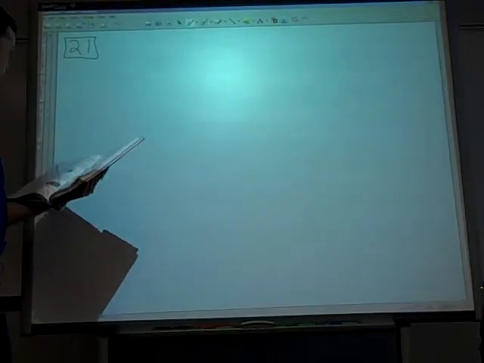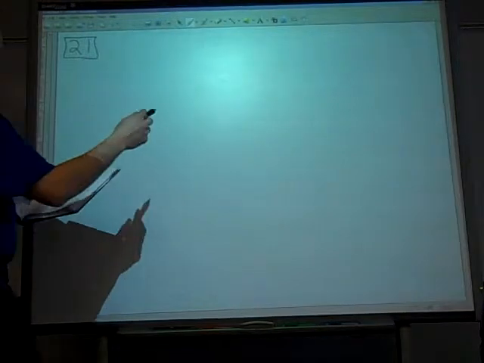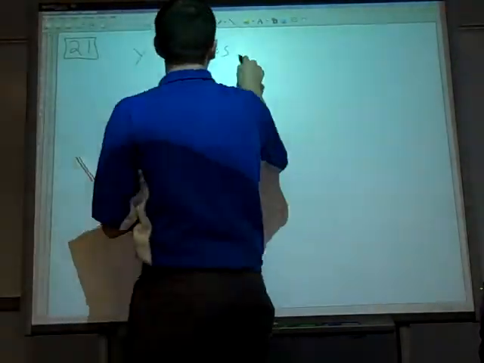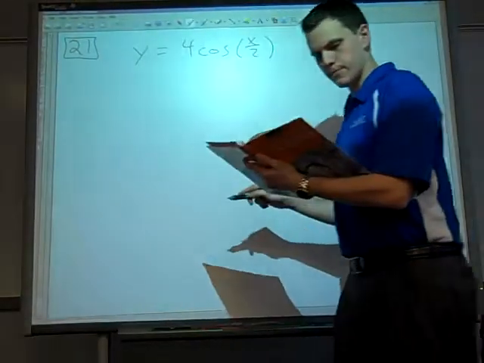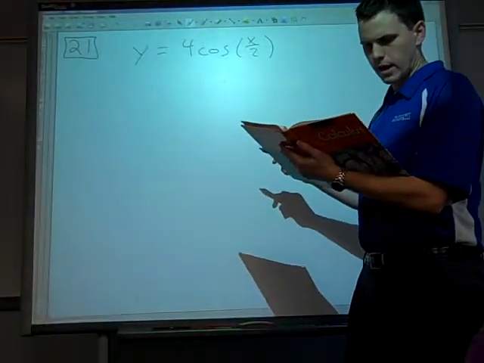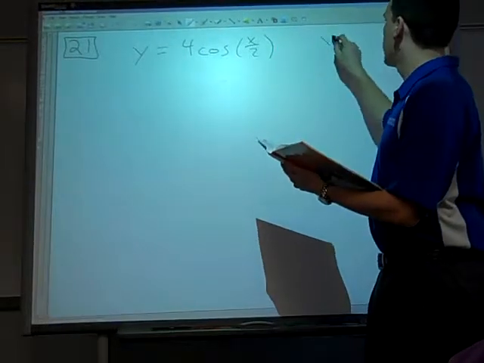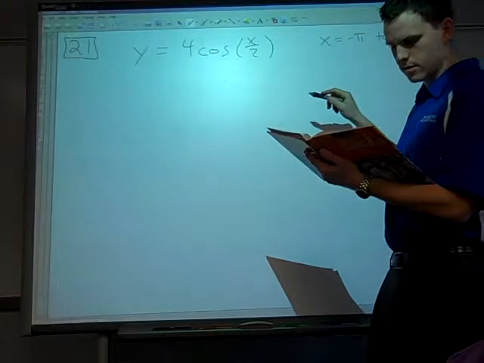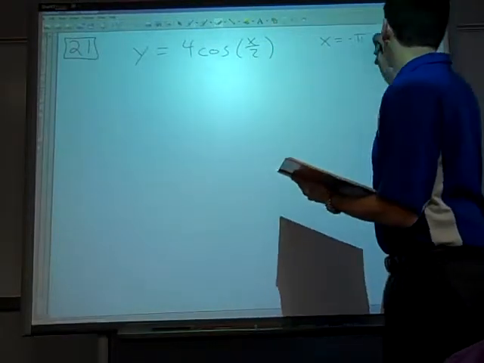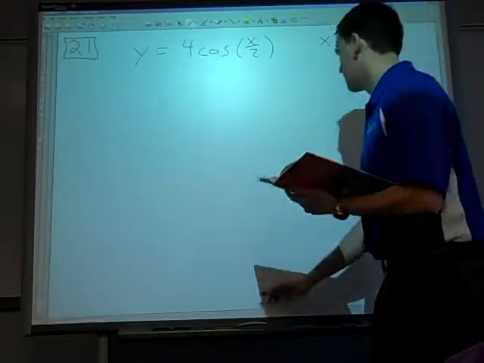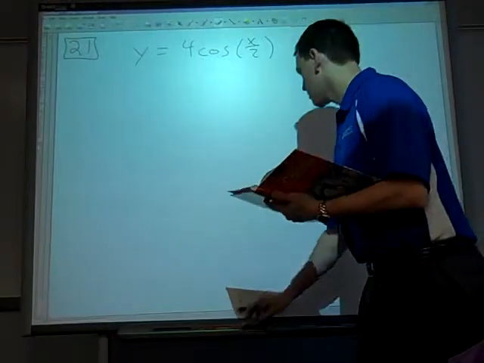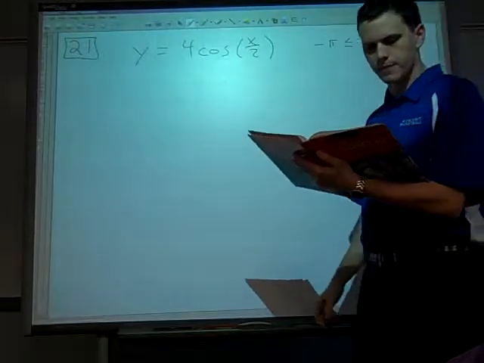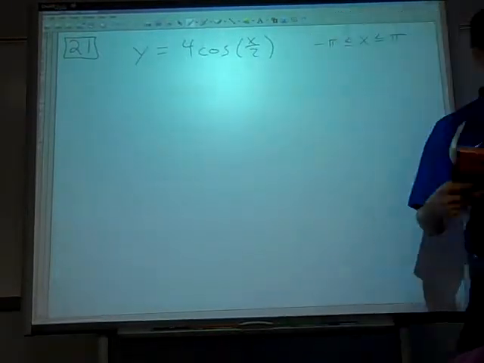So a rectangle is to be inscribed under the following curve. So we've got y equals 4 cosine of x over 2, and x goes from negative pi to pi. That's a better way of writing it. And what are the dimensions of the rectangle?